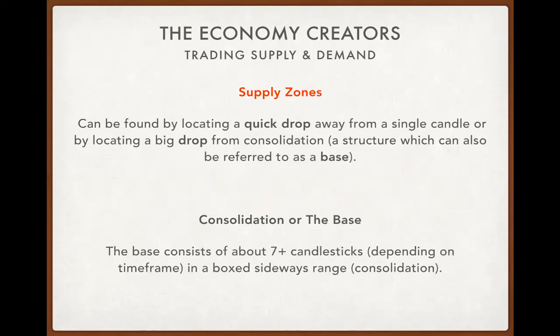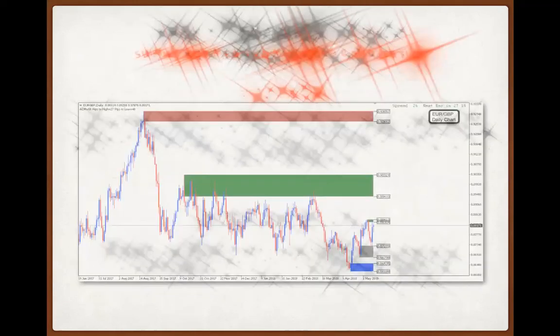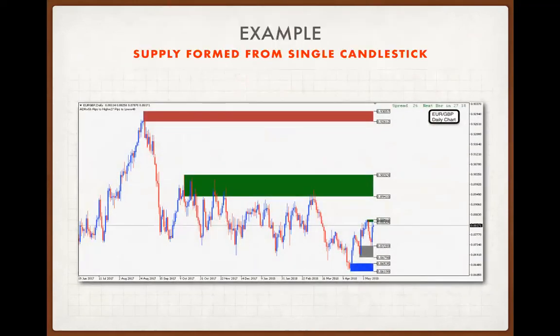Let's look at an example. So here you have a supply zone formed from a single candlestick. Look at the top of the chart. Look at the red supply zone. Where do you see a base? You don't, because there is no base. It's a single candlestick formation zone.